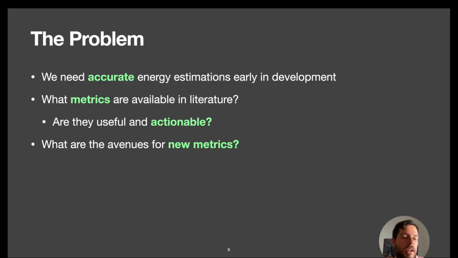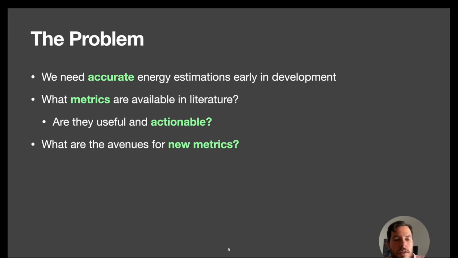The problem here is that this neuromorphic hardware we want to build would be analog, but it's a very constrained hardware because it needs to be implantable, it needs to be very low power, with a very long battery. So we need accurate energy estimations early in development, even before we have hardware designs or access to an actual hardware prototype.